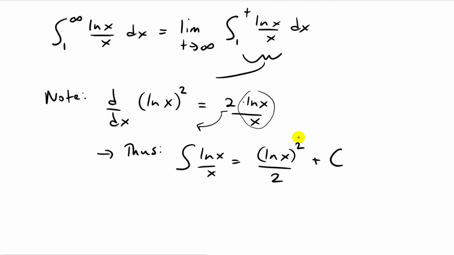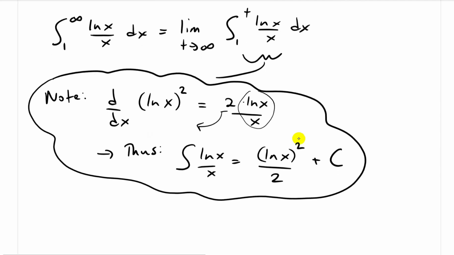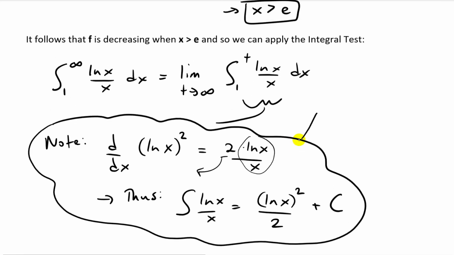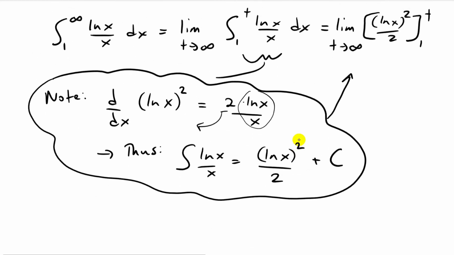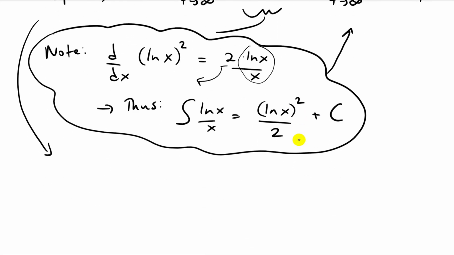So that's a note, and what I'm going to do is put this in a bubble, just like that, and put an arrow here. Let's write this down here. So we're going to get a limit as t approaches infinity of ln x squared over 2, so (ln x) squared over 2, and then from 1 to t. And now let's put this all the way down here and solve it.